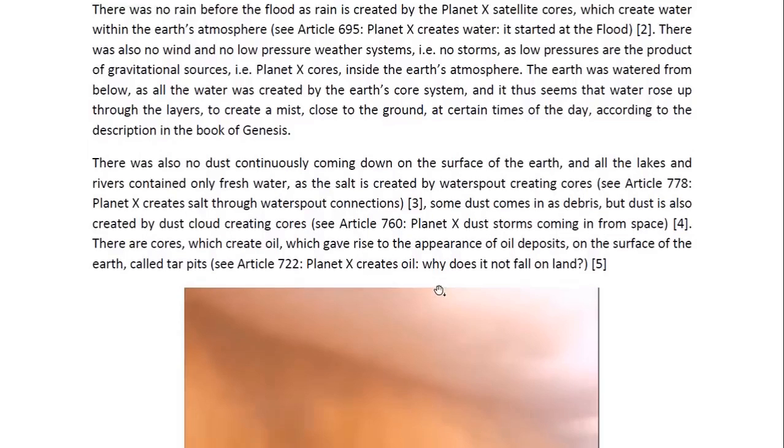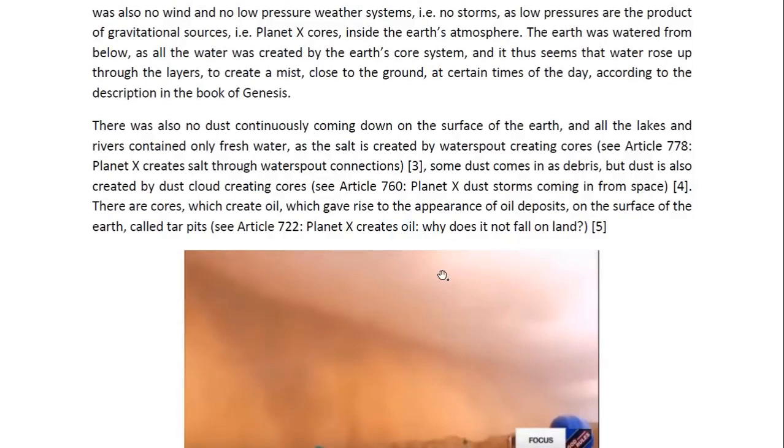There was also no dust continuously coming down on the surface of the earth, and all the lakes and rivers contained only fresh water, as the salt is created by waterspout creating cores. And you may look at Article 778 entitled Planet X Creates Salt Through Waterspout Connections. Some dust comes in as debris, but dust is also created by dust cloud creating cores. And you may look at Article 760 entitled Planet X Dust Storms Coming in from Space.